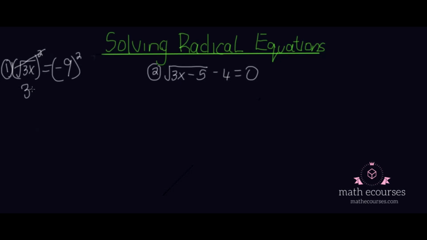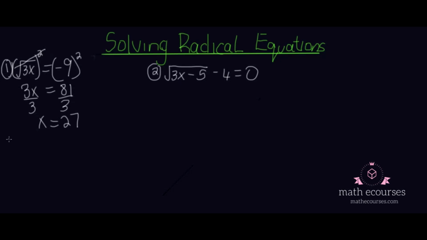So I have 3x equals negative 9 squared, which is negative 9 times negative 9. That would be a positive 81. And I divide both sides by 3 to get x equals 27.